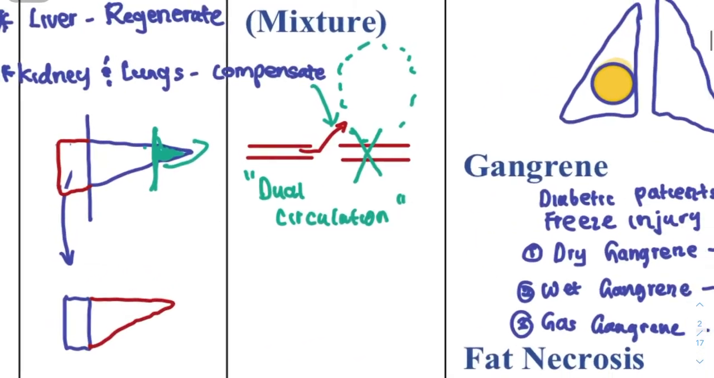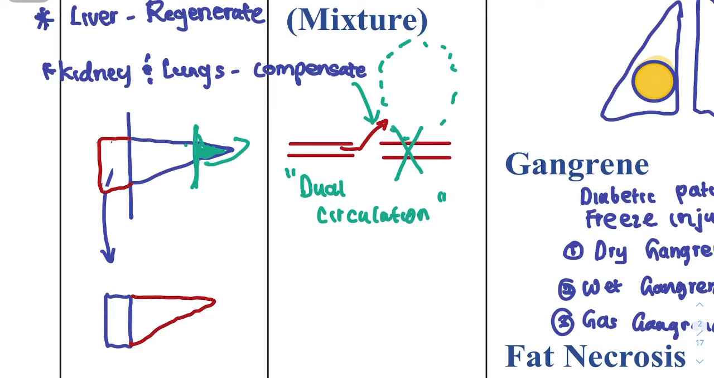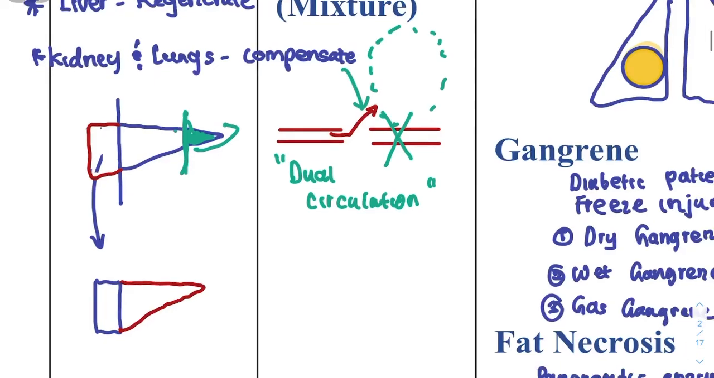Kidney and lungs can compensate because of a dual circulation. This is very important because you will hear this in pathophysiology. Dual circulation. That means these organs get a dual supply of blood from two sides. So if one side is impaired, the other side can still compensate.